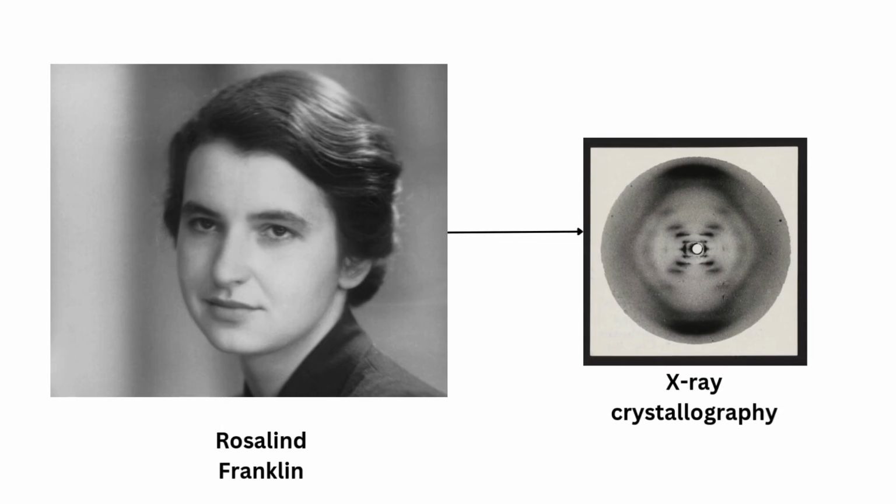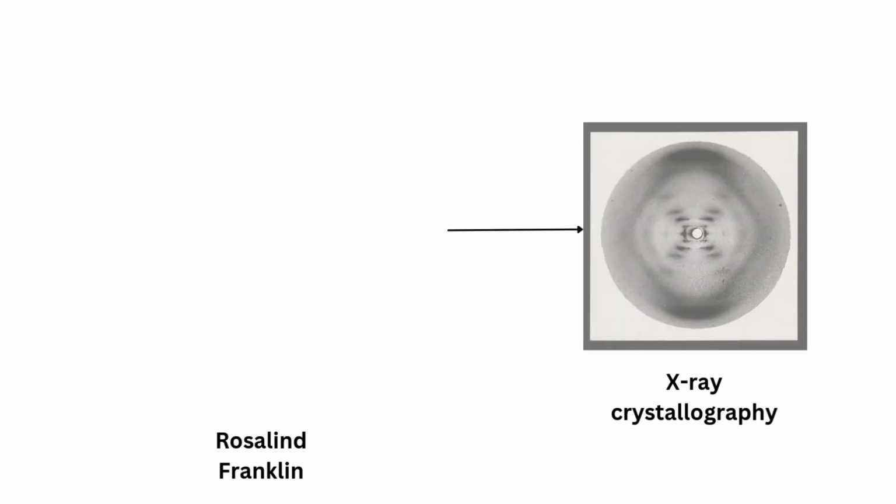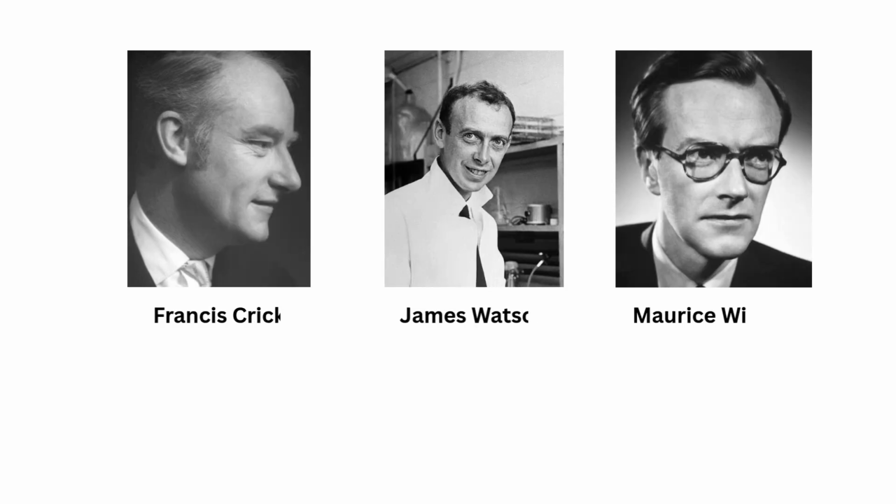Rosalind Franklin produced the famous Photograph 51 X-ray diffraction images that revealed DNA's helical pattern, a vital clue for solving the structure. Using Franklin's data, James Watson and Francis Crick, along with contributions from Maurice Wilkins, proposed the correct double helix model of DNA in 1953.